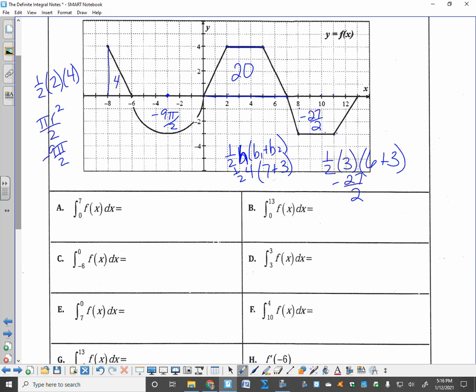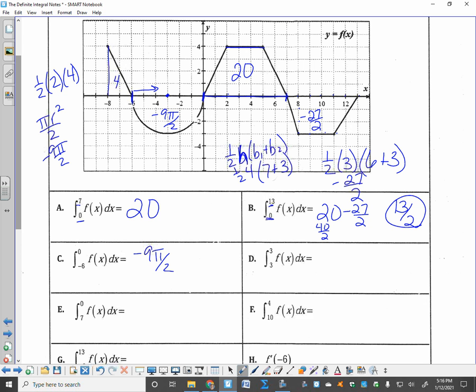All right, let's give this a whirl. So this wants the integral from 0 to 7. So from 0 to 7, that's a 20. Technically unit squared. So unit squared for everybody, okay? From 0 to 13, so that's going to be a 20 and then a minus 27 over 2. That's 40 over 2, so 13 over 2. From -6 to 0. -6 all the way to 0, and that's going to be a -9 pi over 2.